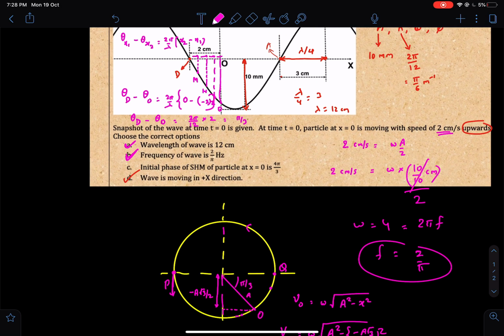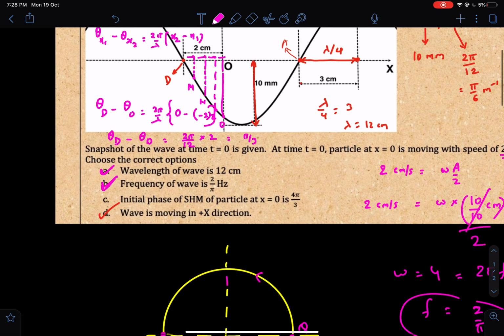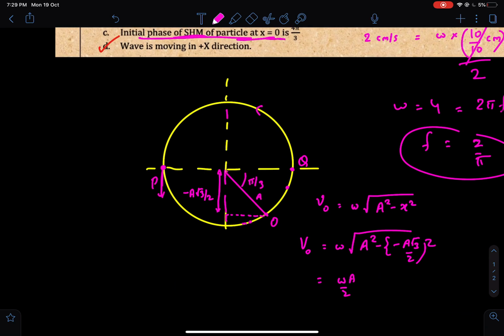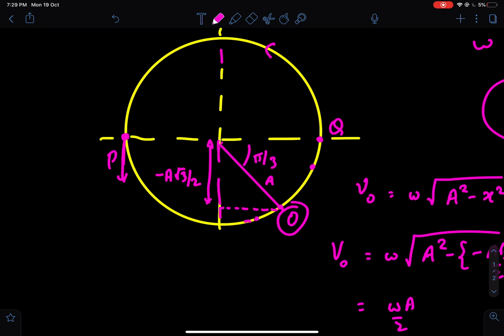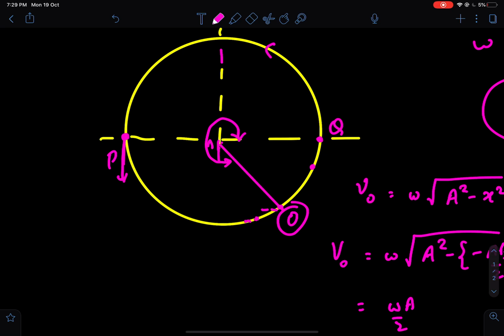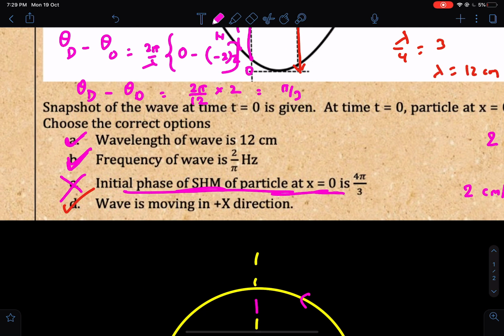Now what about the phase? Initial phase of SHM of particle at x equal to 0. So x equal to 0 particle is here. So how much is its phase? So phase will be this angle. So this is pi by 3. So phase is equal to 2 pi minus pi by 3, which is like 5 pi by 3. Since the phase is 5 pi by 3, so this option is wrong. So the correct answer is A, B and D.